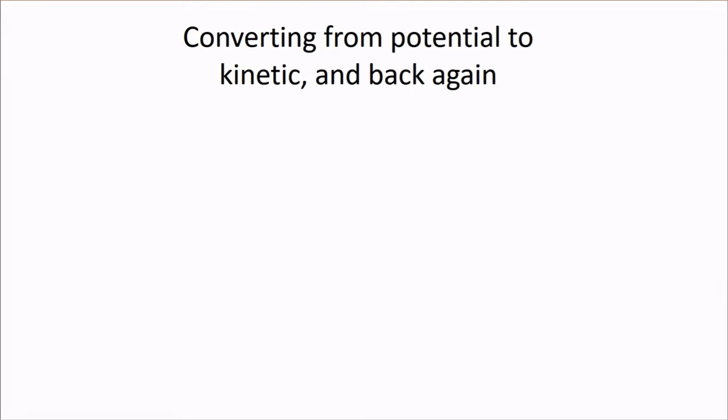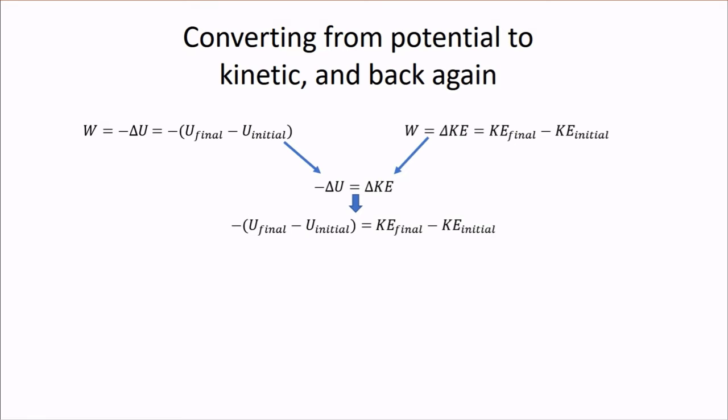Now, we mentioned before that potential energy can be easily converted into kinetic energy, and kinetic energy can be converted back to potential. We can understand these energy transfers with these two equations: the equation of work from a change in potential that we just saw, and the equation of work from a change in kinetic energy, which we saw in the last video. When talking about an energy transfer from kinetic to potential, or vice versa, the energy is transferred via the work in these equations. The energy transferred from the potential equals the energy received by the kinetic, so we can set these two equations equal to each other.